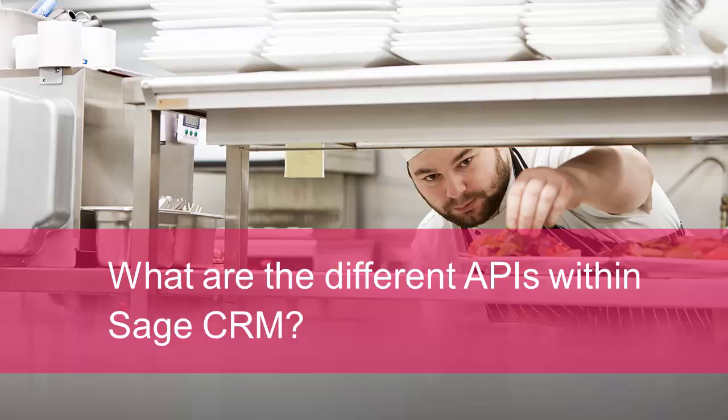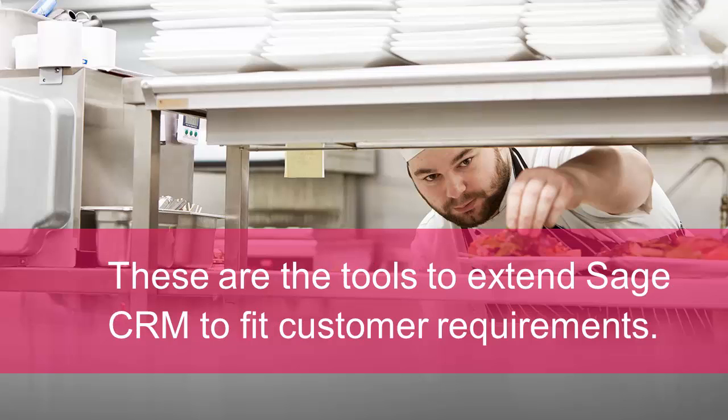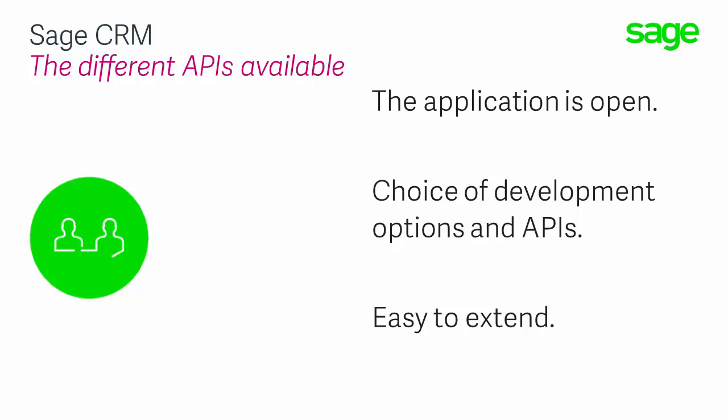In this lesson, we'll be looking at the different APIs within Sage CRM. These are the tools that are provided to partners to allow them to extend Sage CRM to fit their customers' requirements. Sage CRM is an open product. It allows us to use the APIs in a very easy way.